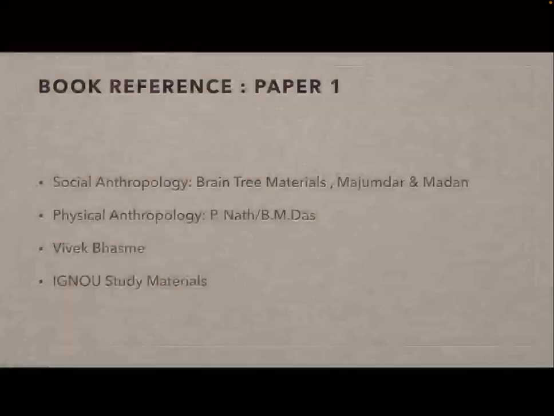Now coming to the big book reference, what books you should prefer for paper 1. In paper 1, as I have told you, there is socio-cultural anthropology and physical anthropology. For social anthropology, Brain Tree materials, Majumdar and Madan. For physical anthropology, P. Nath or B. M. Das. Vivek Bhasmi is very important for the diagrams, flow charts and the structure of the answers. And IGNOU study material will be helpful for your answers and the content.